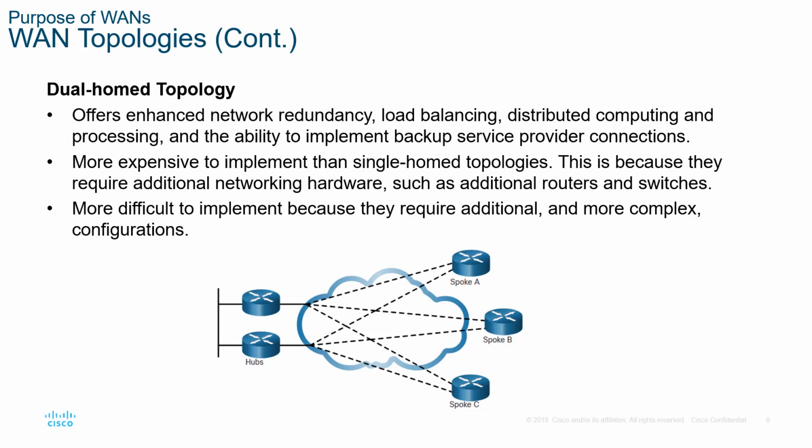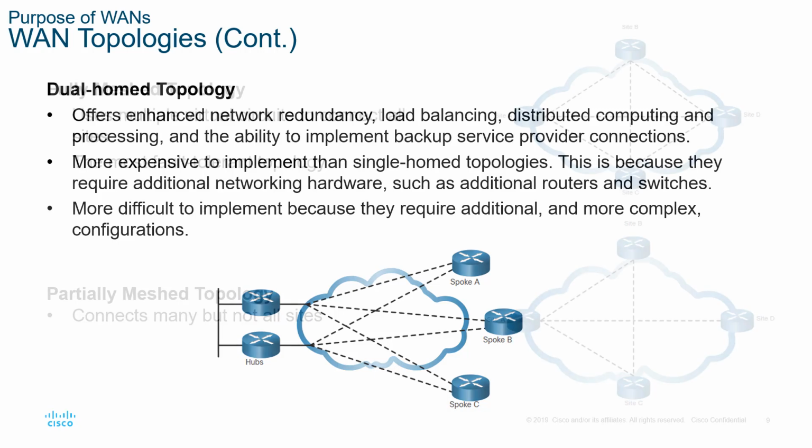We can have what's called a DualHome topology. This offers a greater redundancy, load balancing, and distributed connectivity. While this is more expensive and it is definitely more difficult to implement, they are the preferred method. They do require additional configuration, and there is a lot more complexity to that configuration. However, at least with this type of DualHome design, if one network goes down or one hub goes down, there's always the backup connectivity.